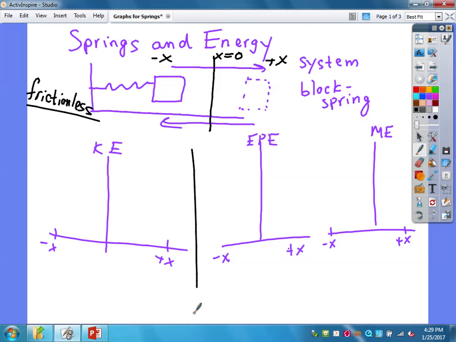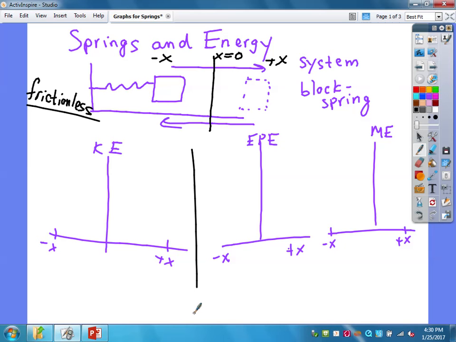What would the kinetic energy graph look like when an object is oscillating back and forth between negative x and positive x? What I like to do is I like to label 3 points first for basically all of these, except for the mechanical energy. For the kinetic energy and the elastic potential energy, I want you to figure out where is it minimum kinetic energy and where is it maximum kinetic energy. So if I'm talking about kinetic energy, I'm talking about where is it not moving versus where is it moving, and where is it moving fastest.